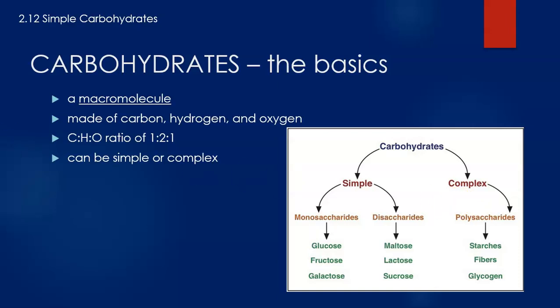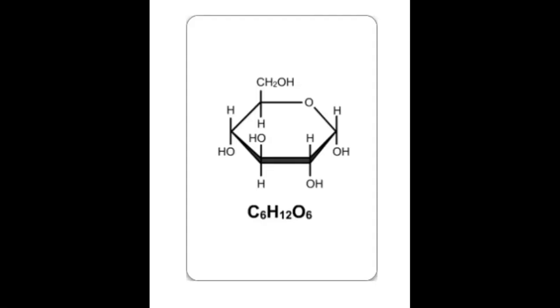The building blocks of carbohydrates are single sugar molecules or monosaccharides. The basic unit of all carbohydrates is a single sugar called a monosaccharide. Mono means one and a saccharide means sugar. Glucose is a common monosaccharide. Here's an example of the chemical structure of a glucose molecule.